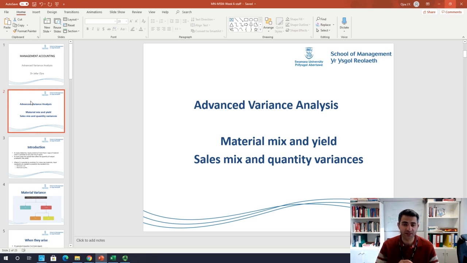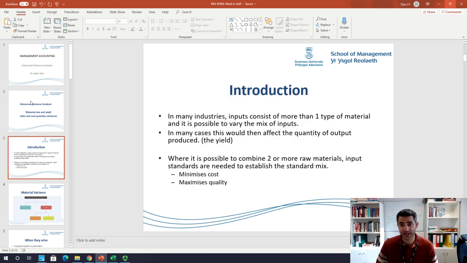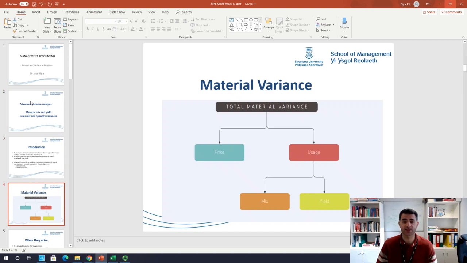There are some topics where you need to go and read the definition and read the theory, actually after you look at the example. And one of them is the material mix and yield. The first thing you need to understand is, if you look at this chart, you can see that material variance is broken down into material price variance and material usage variance. You are familiar with this because we've done it.